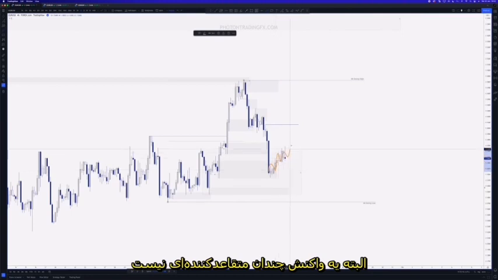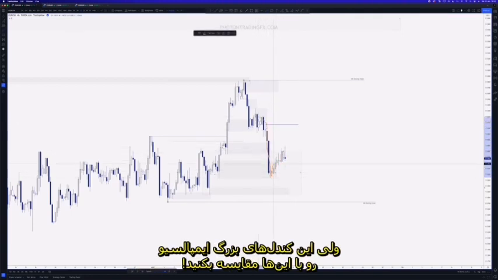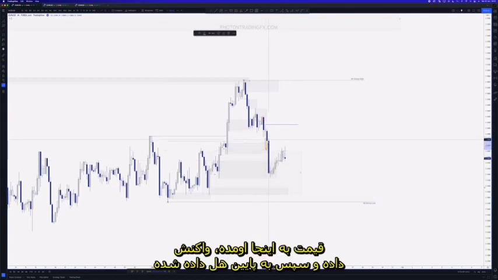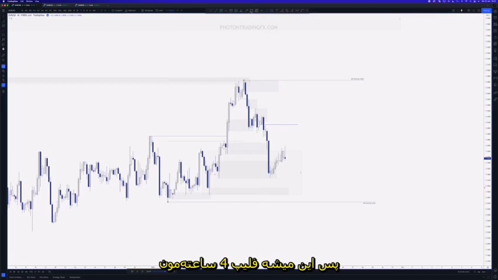It's not the most convincing of reactions. It's kind of a bit decent. It's moved a decent way, but look, big impulsive candles, right? It's a bit crappy, let's be honest. Price came in here, it reacted, and it pushed down. So there's your 4-hour flip.